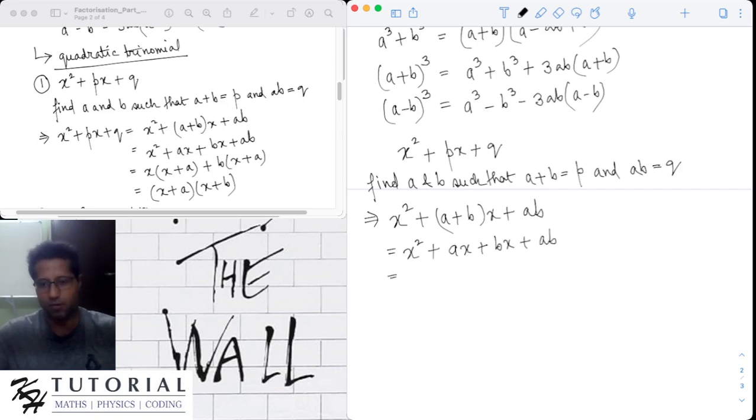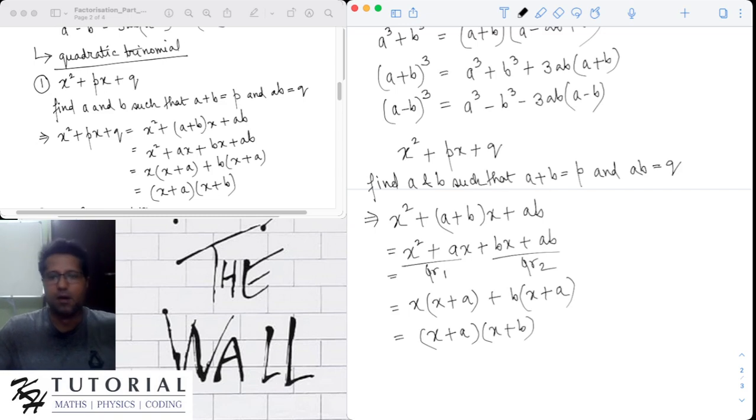This is equal to, if I create two groups, this is group 1 and this is group 2, then I can rewrite the groups. I can take the factor x from the first group, that is, it will be x into x plus a, and I will take factor out b from the second group, it will be x plus a. Now I can see that the groups are having a common factor x plus a, so this will be equal to x plus a multiplied by x plus b.